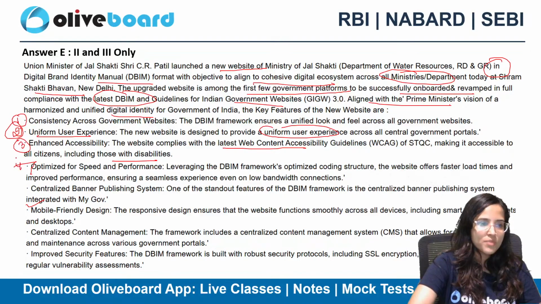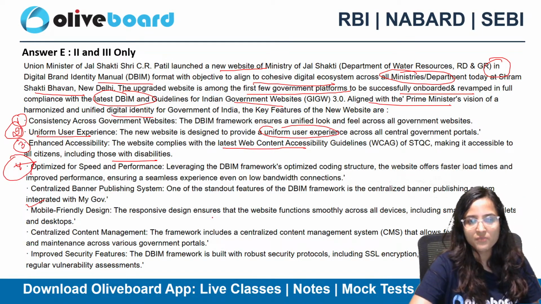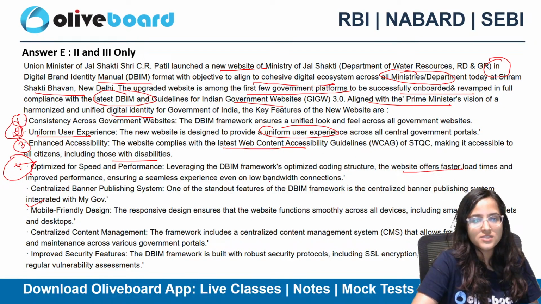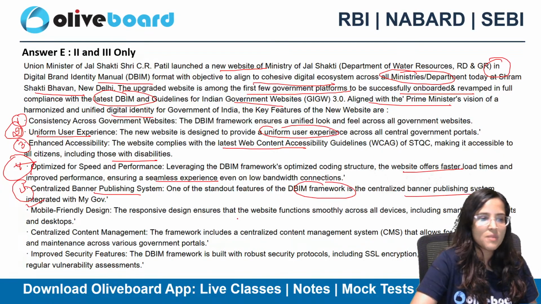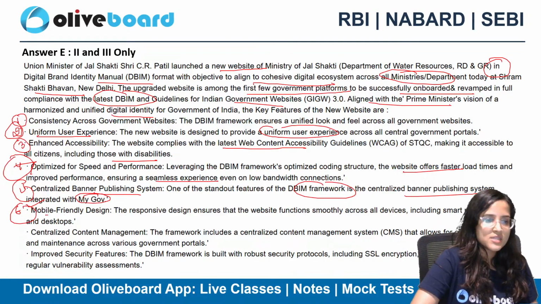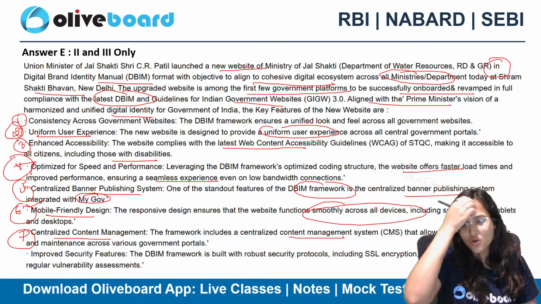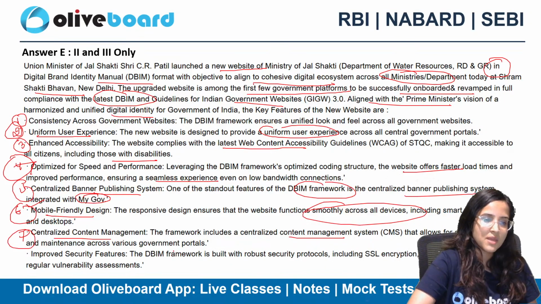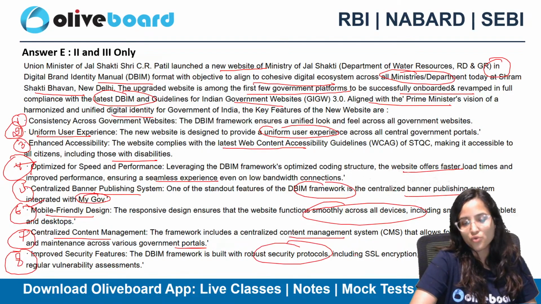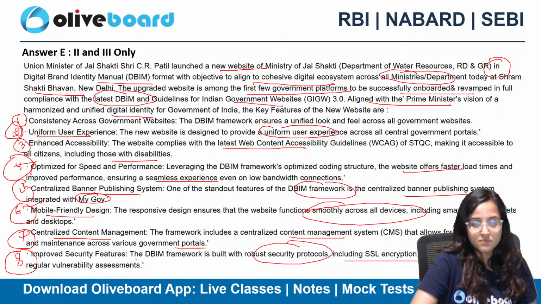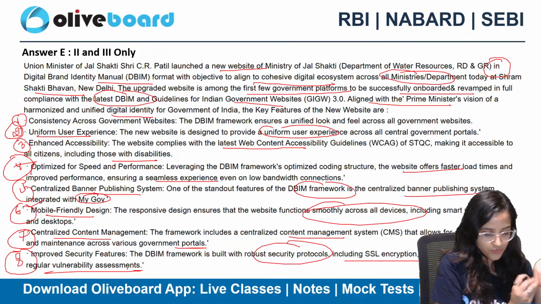Then optimized for speed and performance. Leveraging the DBIM framework's optimized coding structure, website offers faster load times and improved performance, ensuring a seamless experience. Centralized banner publishing system. One of the standout features of DBIM framework is the centralized banner publishing system integrated with MyGov. Then it has a mobile-friendly design. It ensures that the website functions smoothly across all devices. It has a centralized content management framework, which includes a CMS, a centralized content management system that allows for efficient updates and maintenance across all the government portals. And improved security features. This framework is built with robust security protocols, including SSL encryption, secure authentication, regular vulnerability assessment. Okay, so 2 and 3 statements are correct.